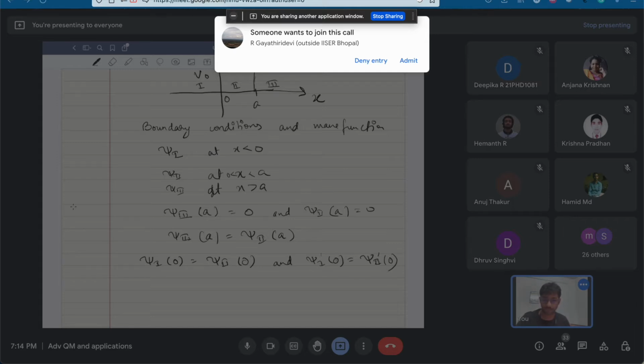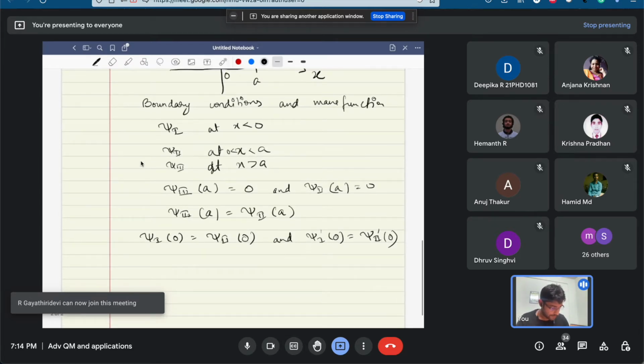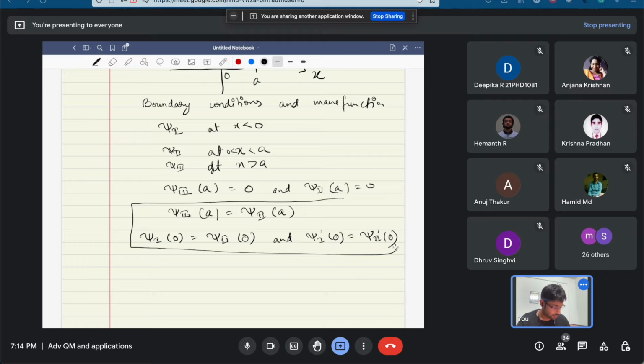Okay, so you can say these are the boundary conditions that we need to satisfy.